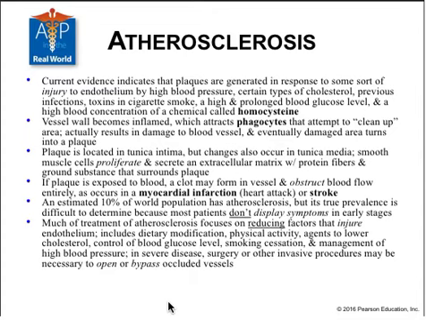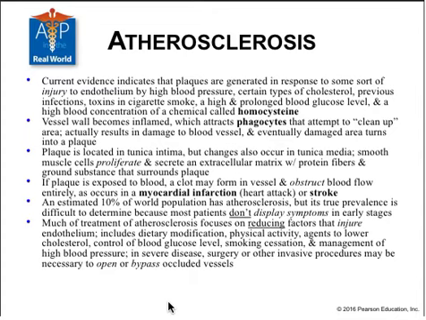Much of the treatment of atherosclerosis focuses on reducing factors that injure the endothelium. This includes dietary modifications, a change in physical activity level, agents to lower cholesterol, control of blood glucose, cessation of smoking, and management of high blood pressure, and in severe disease, surgery or invasive procedures that may be necessary to open or bypass the blocked vessel.